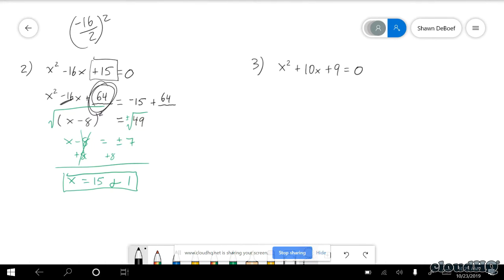So question number 3, is 9 the number I want in that C position? No, so I subtract it over to make room for the number I do want. To figure out that number, the same question that was just asked: take the B value, which we know is 10, cut it in half, and then square that. Well, half of 10 is 5. 5 squared is 25. So I want to have a 25 there. That means I have to add it to both sides.